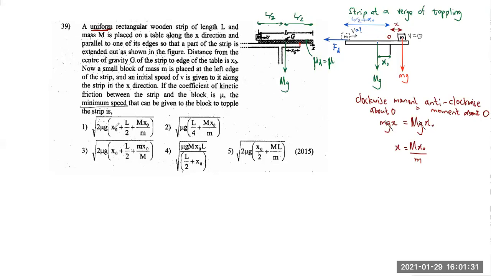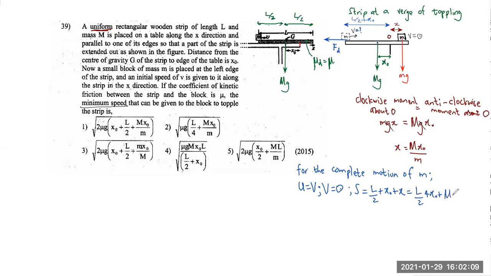Look at that in the answers here. x naught, L by 2, and x is this value. We are almost there. So if you consider the object now, for the complete motion of the simple m, initial velocity is v, final velocity is 0, displacement is L by 2 plus x naught plus x. Since we have found out x, I will substitute the value. That is going to be L by 2 plus x naught plus capital M x naught over simple m.